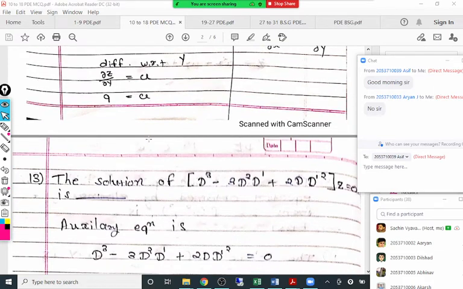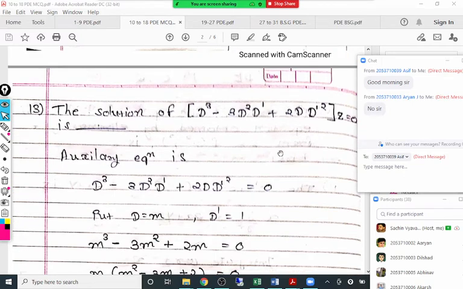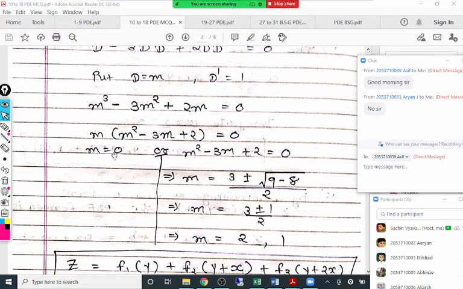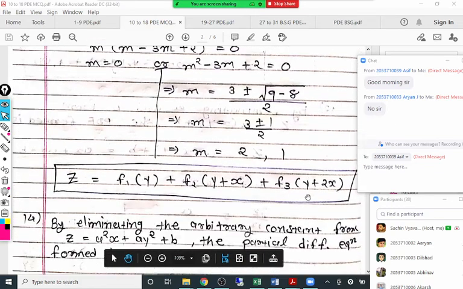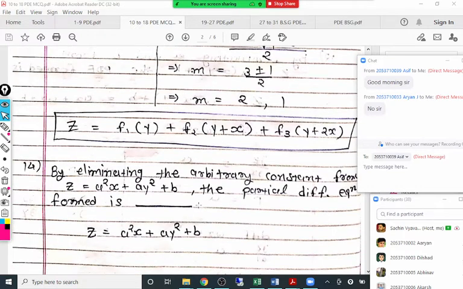13th, the solution for D cube minus 3D square. This is a third order PDE, but you'll observe you have to find the roots of the auxiliary equation. Once we get the roots as 0, 2 and 1, so f of y plus mx, so f1 of y plus mx, m is 0, so f1 of y plus f2 of y plus, and this is the correct answer. You just have to get the roots of the auxiliary equation there. Good. Nice step by step completed, Neil.